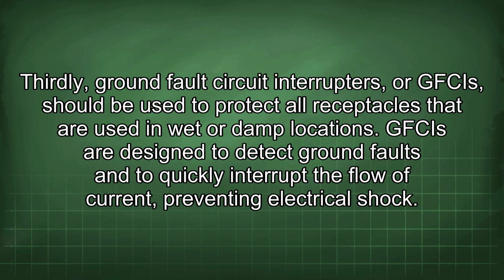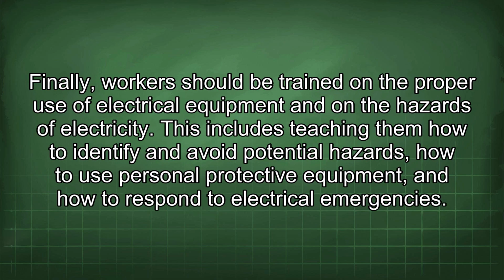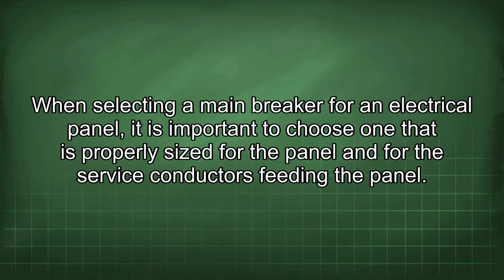Thirdly, ground fault circuit interrupters, or GFCIs, should be used to protect all receptacles that are used in wet or damp locations. GFCIs are designed to detect ground faults and to quickly interrupt the flow of current, preventing electrical shock. Finally, workers should be trained on the proper use of electrical equipment and on the hazards of electricity. This includes teaching them how to identify and avoid potential hazards, how to use personal protective equipment, and how to respond to electrical emergencies.